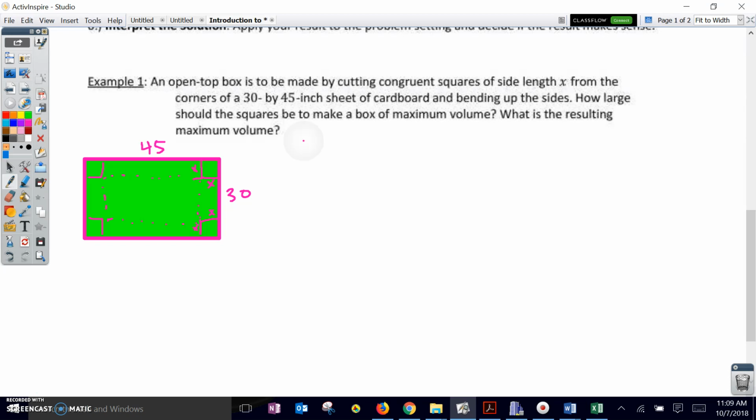So we want to write a function for the volume of this box. And the volume of the box, since it's a three-dimensional open box, is going to be the length times the width times the height. And so we have 3 dimensions here. The folded up side is 1 dimension. And then these distances here are the length and the width of the box. And so one of those is 30 minus 2x, and the other one is 45 minus 2x.